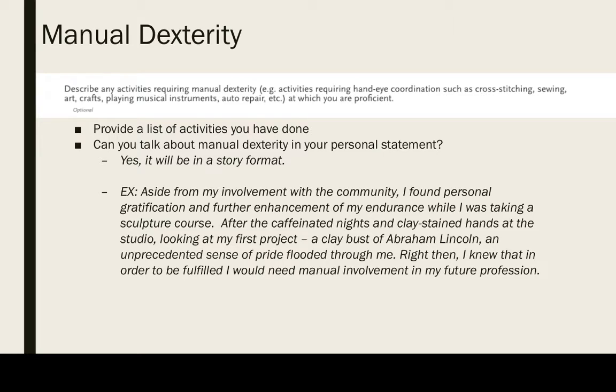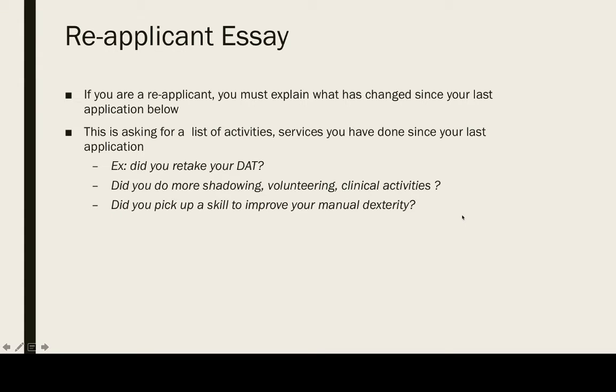Alrighty, next is a section for reapplicants, which is quite important, and I want to go into that in detail. If you're not a reapplicant, you can zone out for a few seconds. But if you are a reapplicant, in the activities section, you are going to talk about whether you plan to retake the DAT, or whether you have already retaken the DAT to improve your chances, whether you have done more shadowing, more volunteering, more clinical activities, stuff like that, and whether you have picked up a skill to improve your manual dexterity.